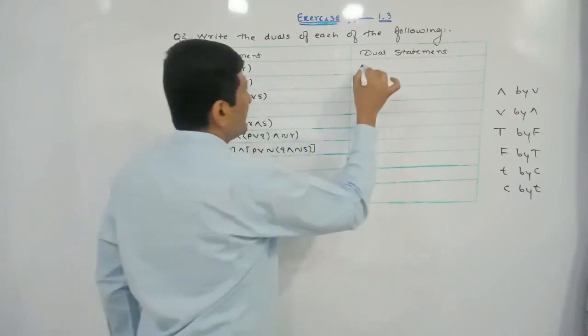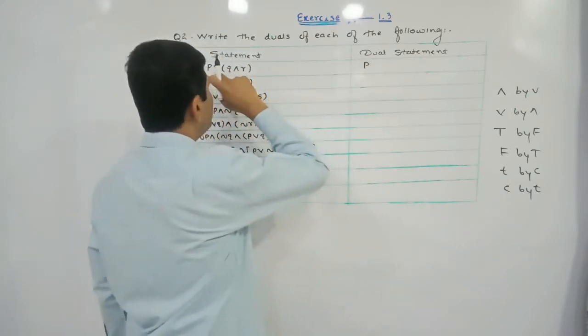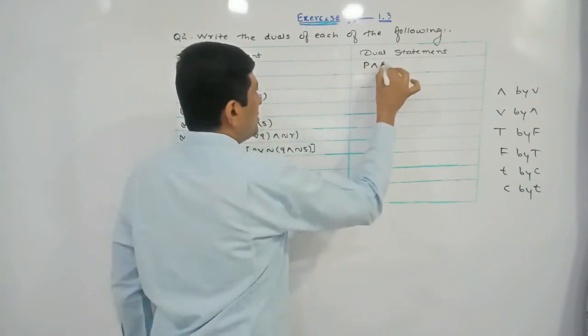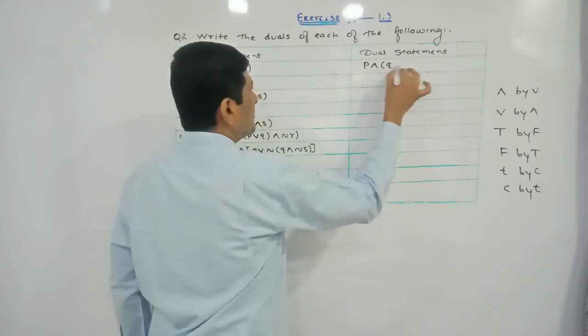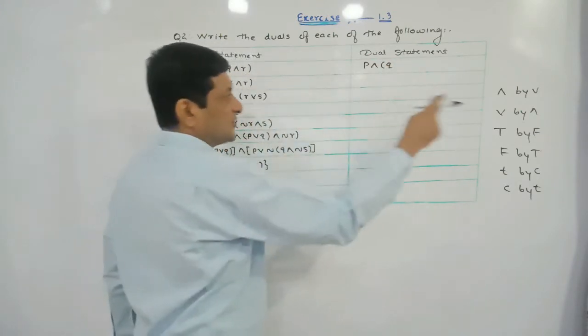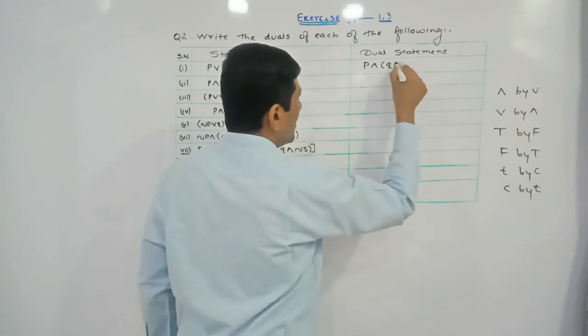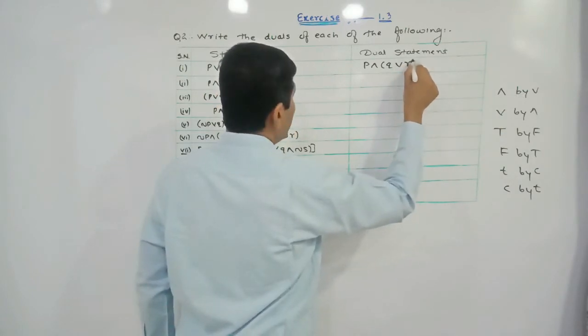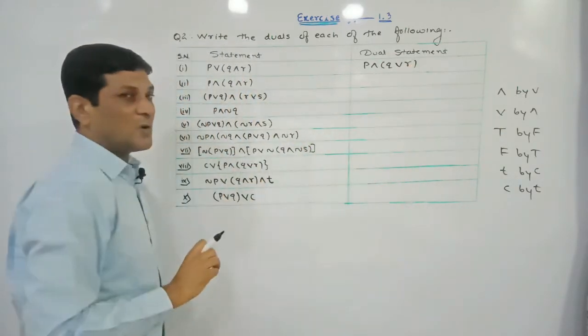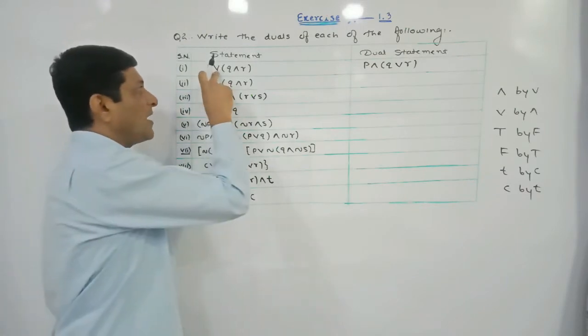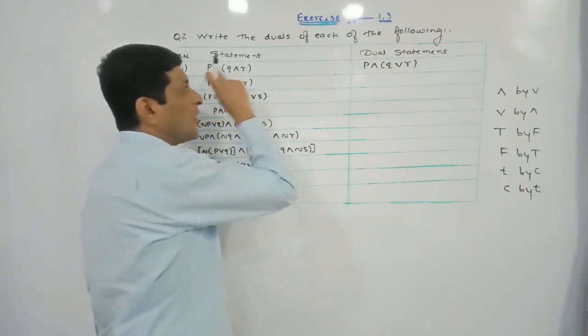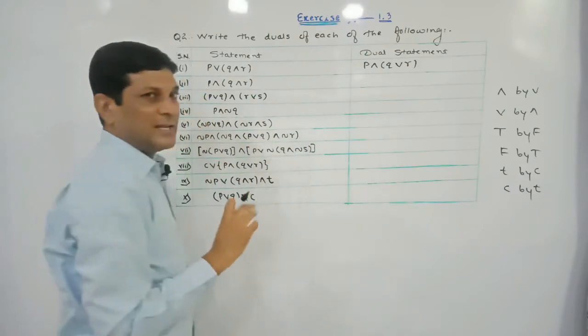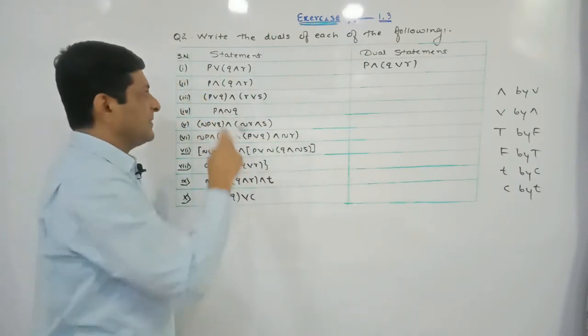So P, keep it as it is. Or appears, so replace it by and. Don't disturb the bracket, don't disturb the letters either. And appears, so our rule says to replace and by or. R, keep it as it is. In this way we have got the dual of this statement. Only or and and appear, so we have replaced or by and, and and by or. So use the same method to solve the remaining examples.